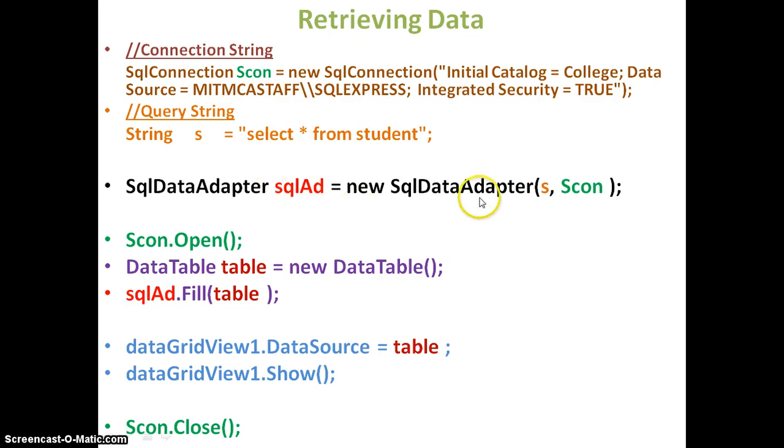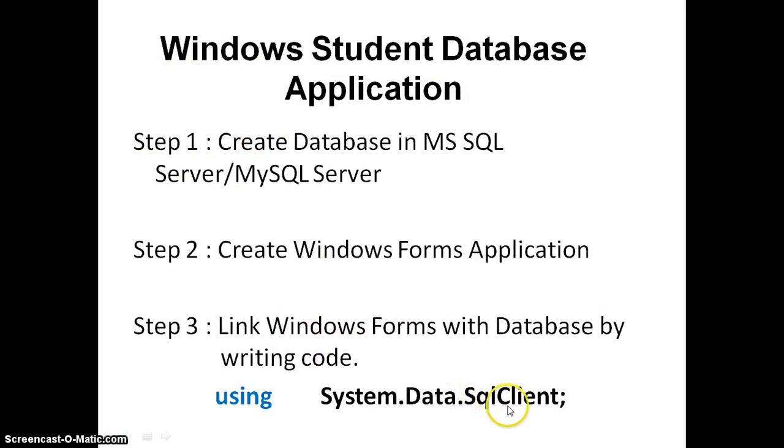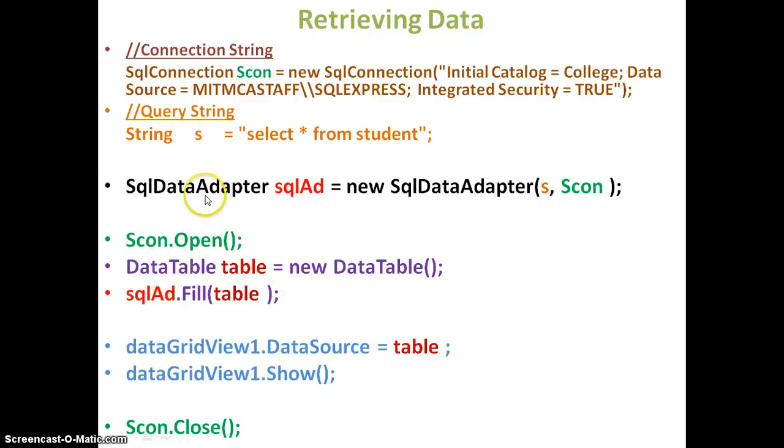Once we have retrieved, we are trying to make use of the SQL adapter class. This is again in the SQL client namespace. This is also a class available in the SQL client namespace, and we are trying to create an object wherein we are providing the connection string as well as the query. What exactly is this adapter? Adapter is nothing but a collection of tables. Many tables you can have in a single adapter. So multiple tables.